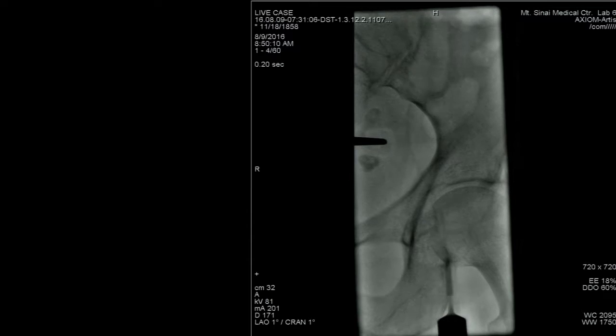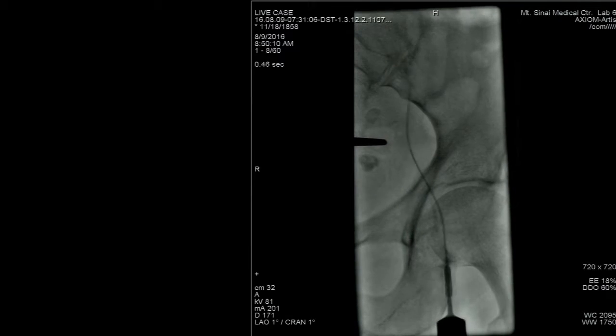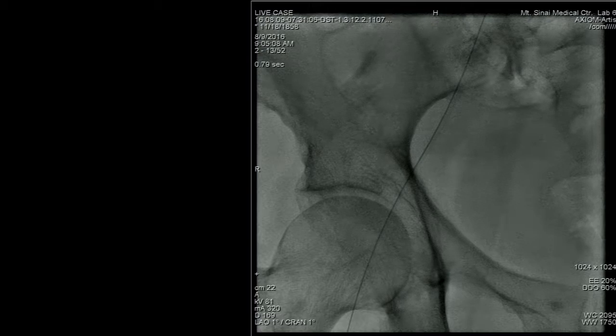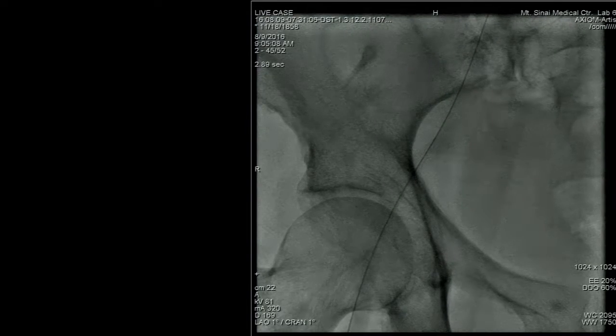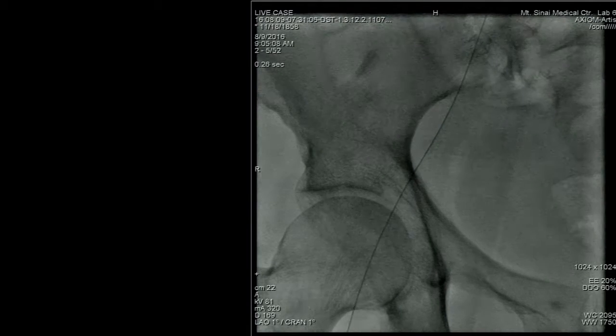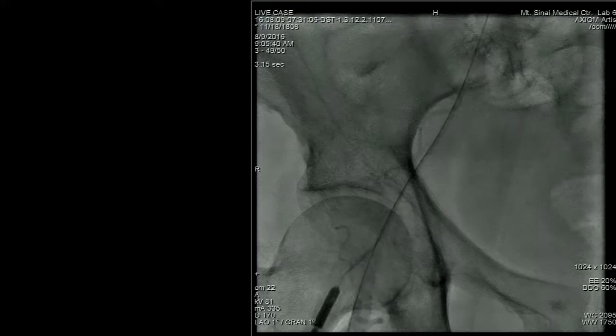So here you can see us starting the procedure. We get the small sheath set up to go up in the left common femoral, nice access there. Our next step is that we've gone up and over, so we've passed a 018 wire from the left side down the right iliac, down to the right popliteal vessel, and then we're now accessing the right common femoral. You can see here we've got nice access around the mid-femoral head on the right.